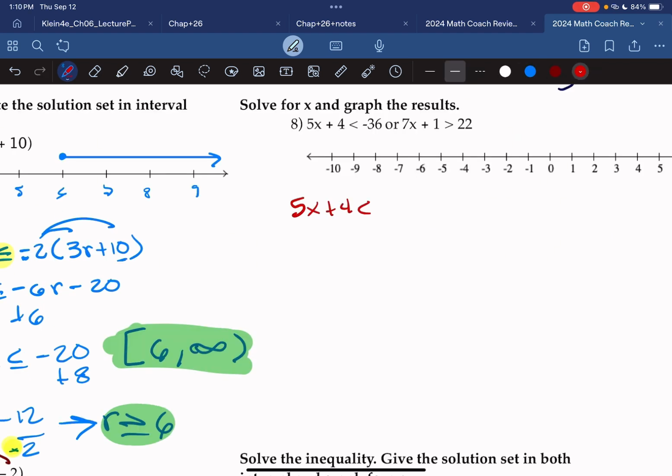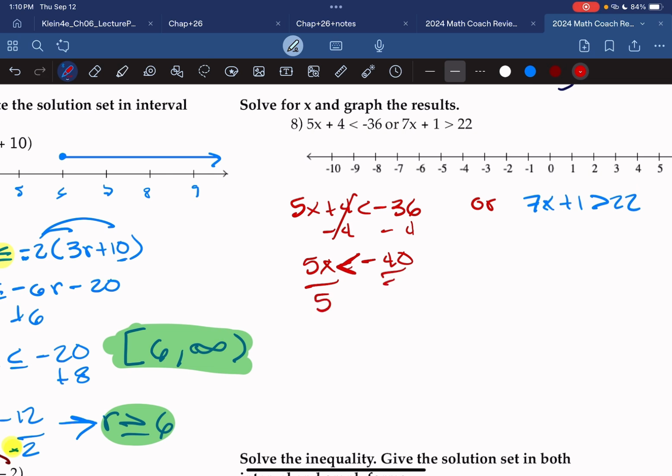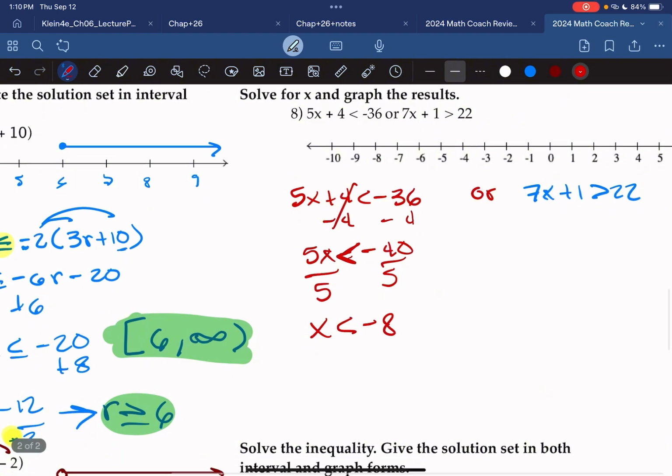5x plus 4 is less than negative 36, or, doing it in different colors, 7x plus 1 is greater than 22. And now we solve them individually. So minus 4, minus 4, 5x equals negative 40. It does not equal, it's less than. My bad. Pay attention to that, very important. 5x is less than negative 40, divided by 5, divided by 5, x is less than negative 8. That is our first answer.